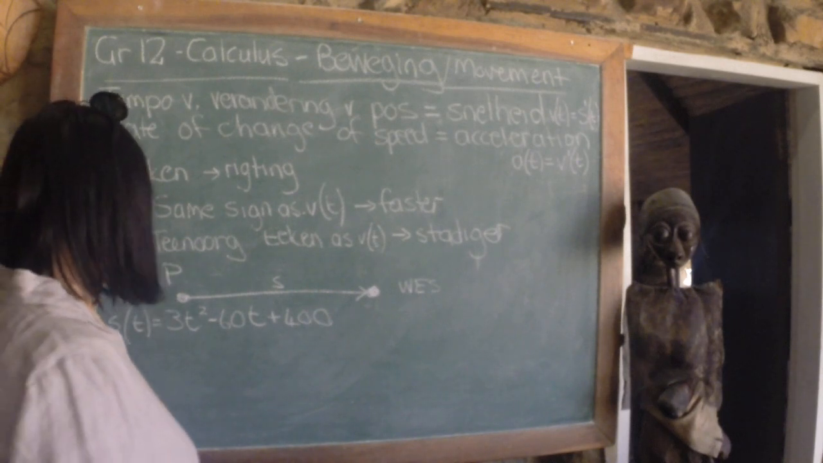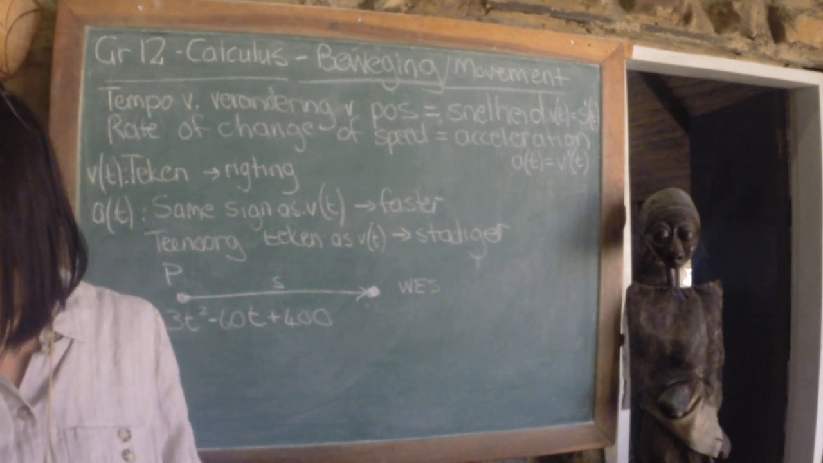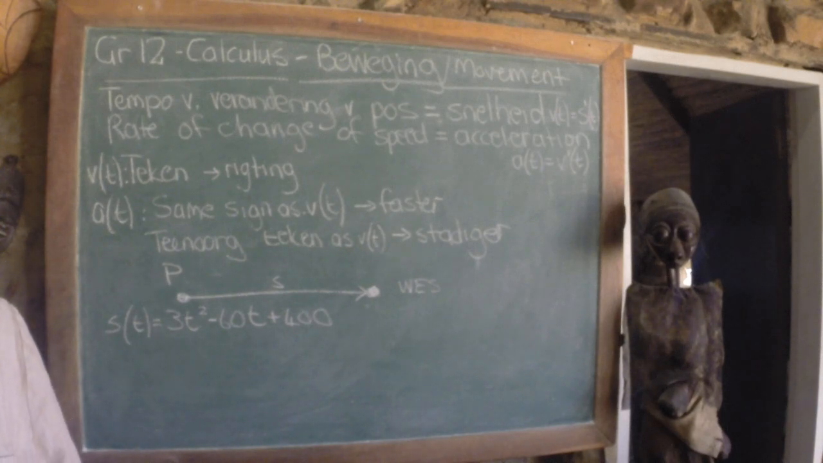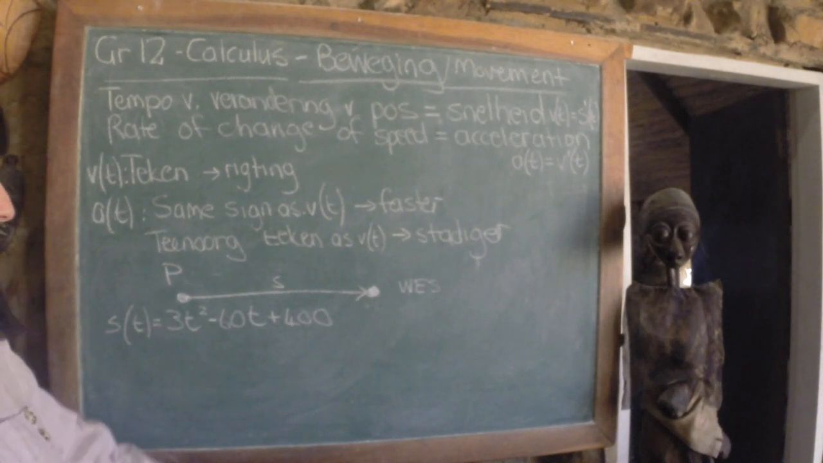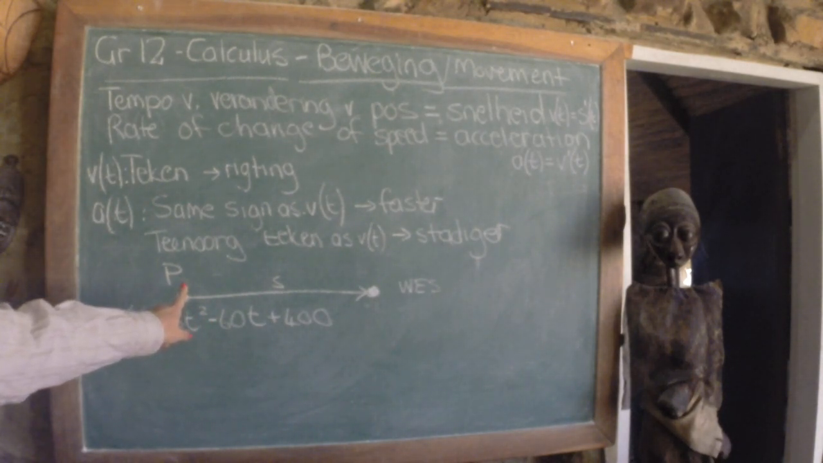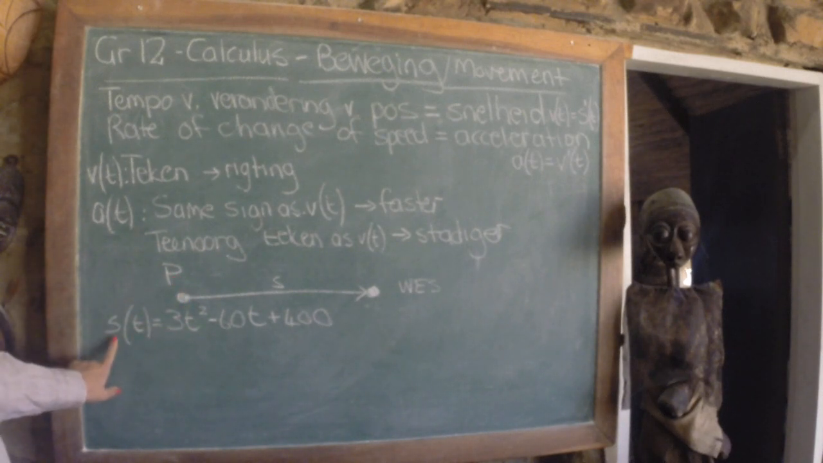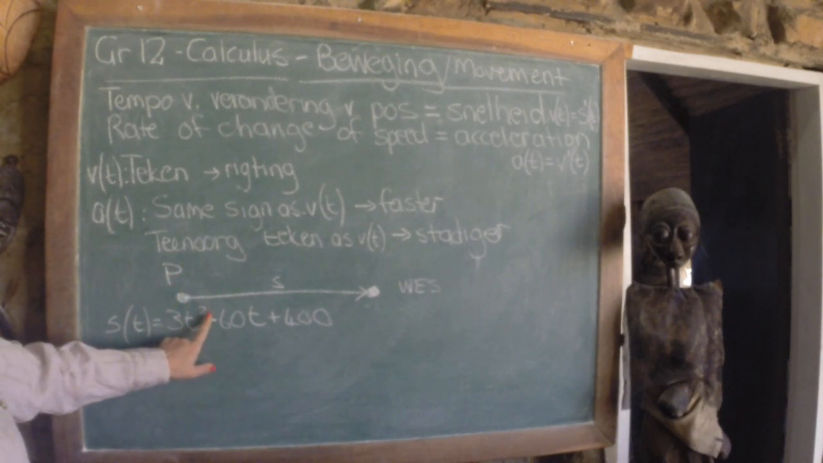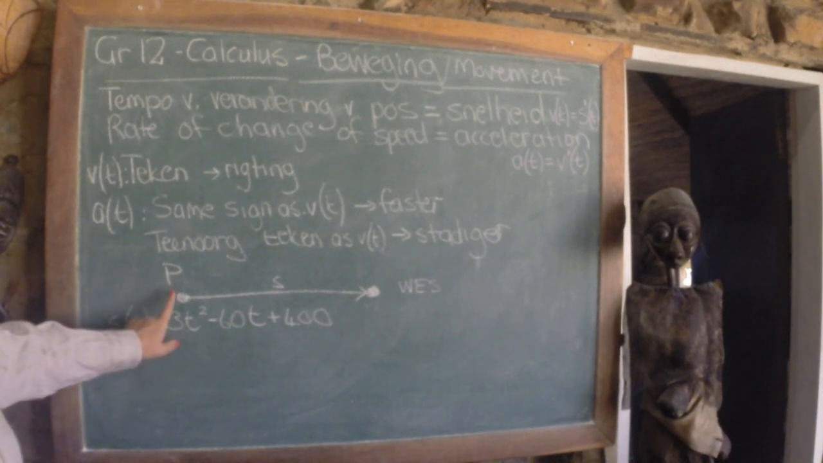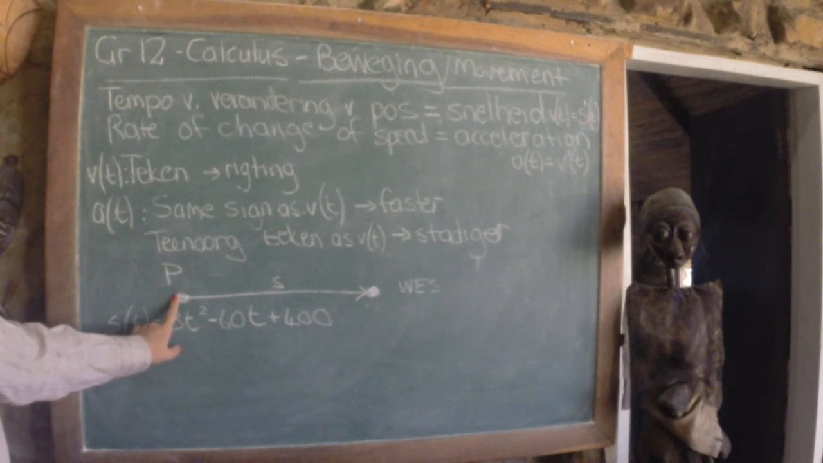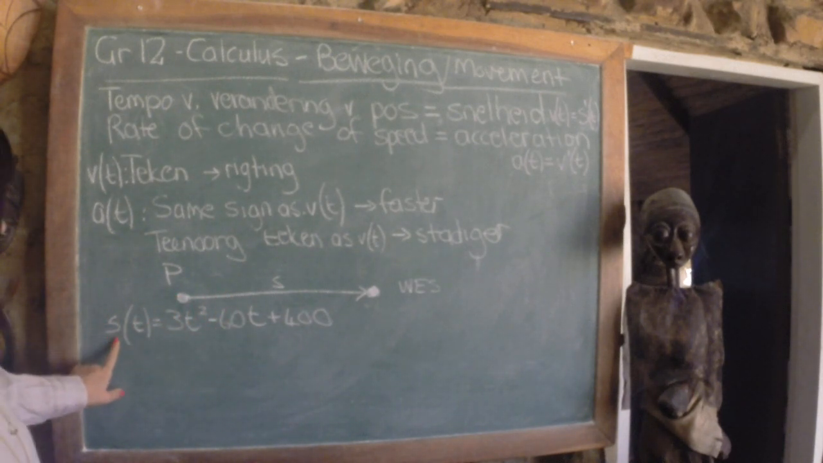So let's go and look at an example. Let's read it carefully. Listen. Die verplasing van 'n deeltjie in meter vanaf punt P na t sekondes word gegee deur st is gelyk aan 3t² minus 60t plus 400. I'm going to translate it. The movement of a particle in meter from a point P after t seconds is being given by this equation st.